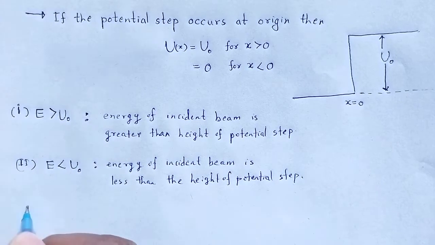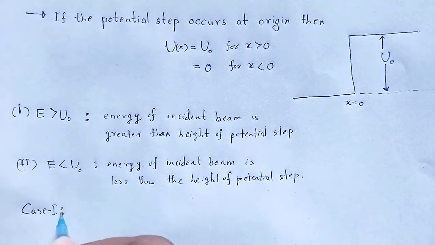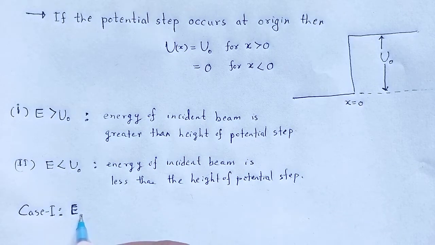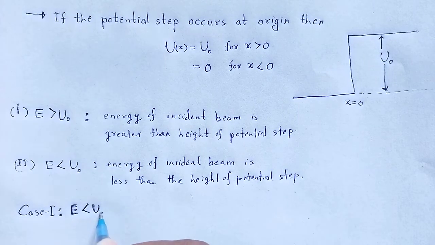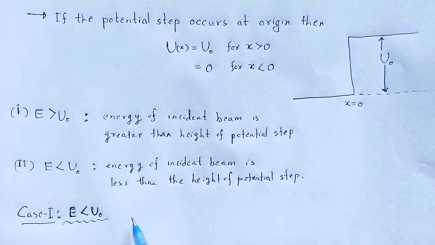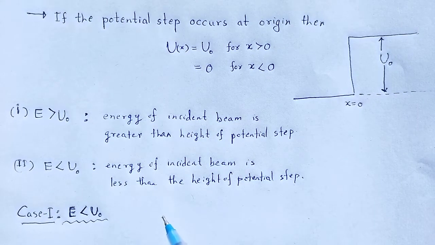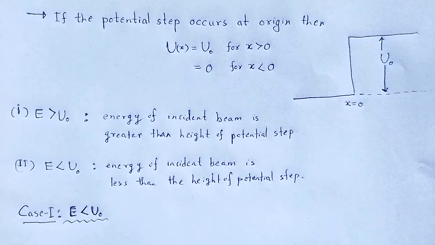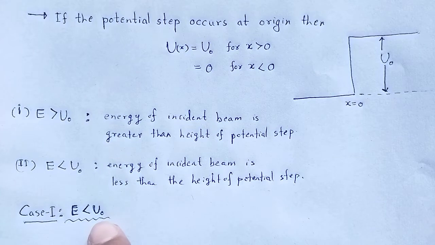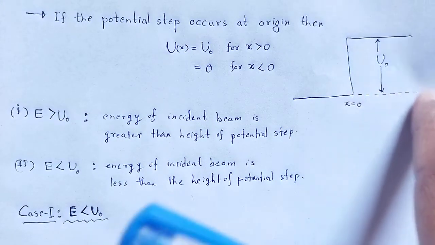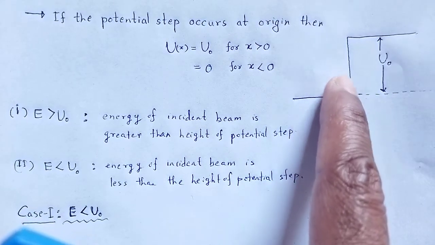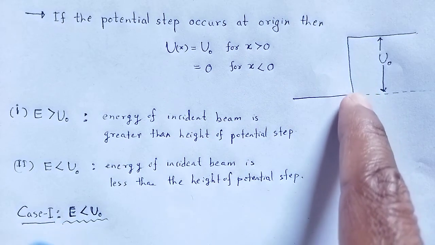First, we study case 1, when E is less than U naught. What happened? Suppose a uniform beam of particles, each of mass m and kinetic energy E, that means E is less than U naught, are traveling along the positive x axis, originating from minus infinity.